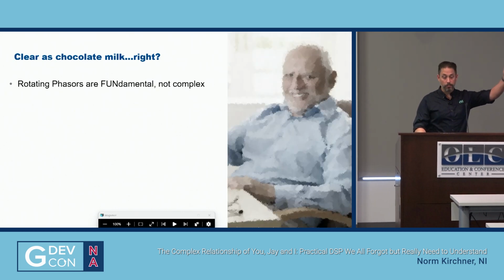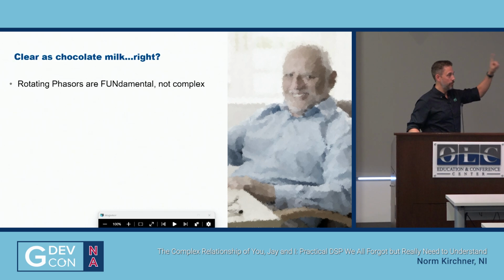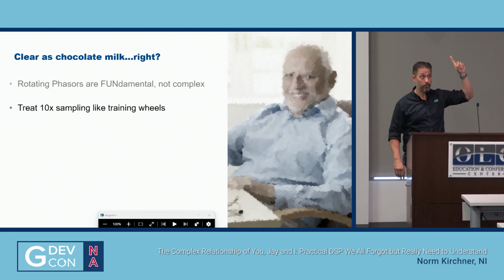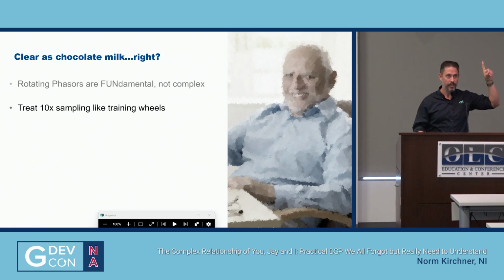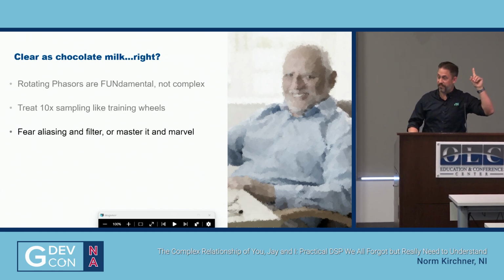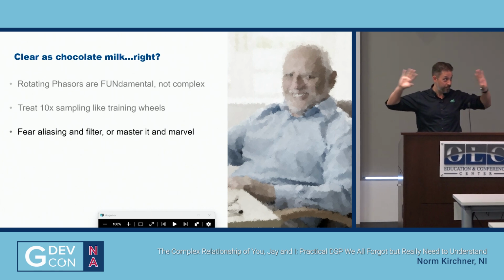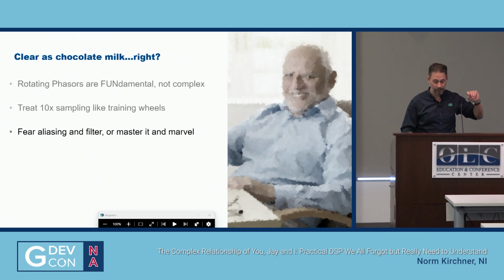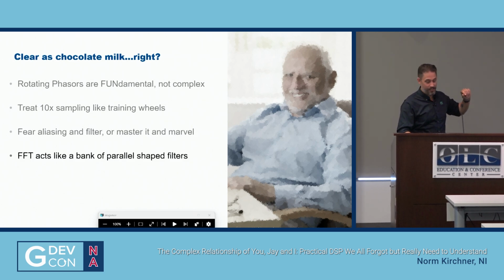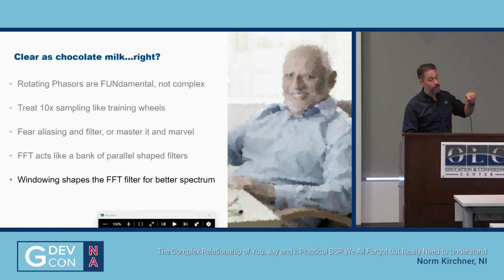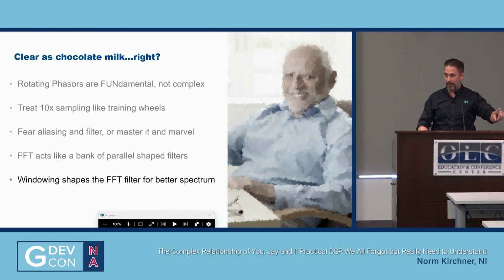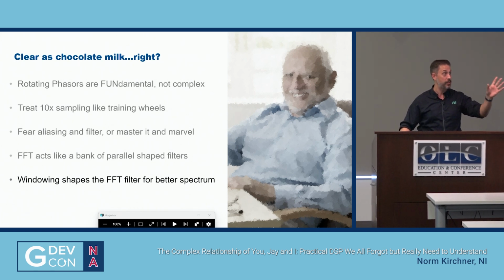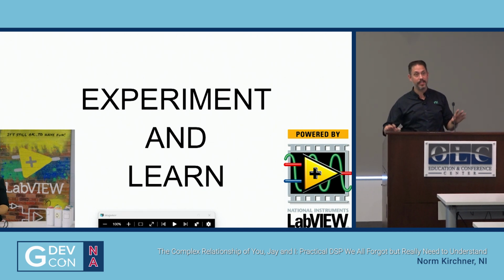So, summary: rotating phasors are fundamental, not complex. Treat 10x sampling like training wheels. You don't really need it in most situations. It's like a warm blanket. Fear aliasing of signals and filter them out, or figure out how to master aliasing, and you can do some really, really neat stuff. The FFT acts like a bank of parallel, shaped filters, and windowing shapes your spectrum so you can have better spectrum results. It's a time domain operation to see a better spectrum. And lastly, experiment and learn.